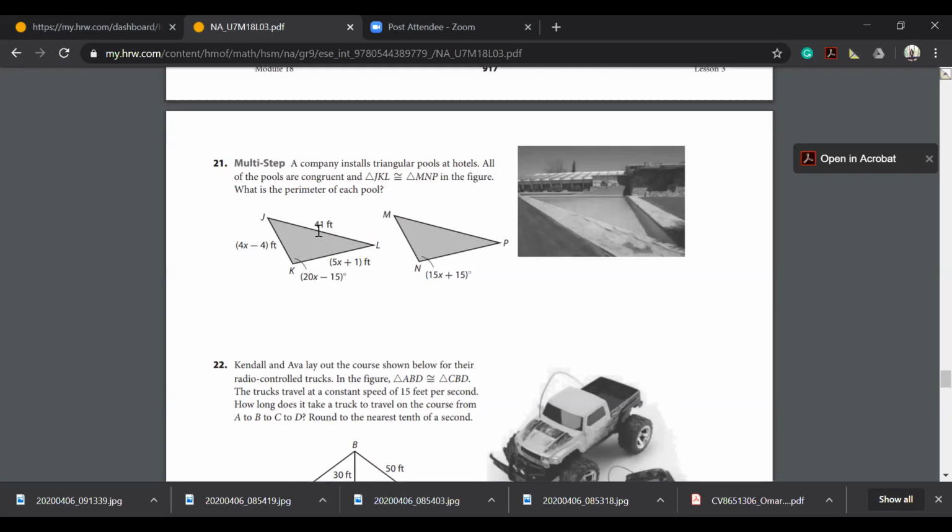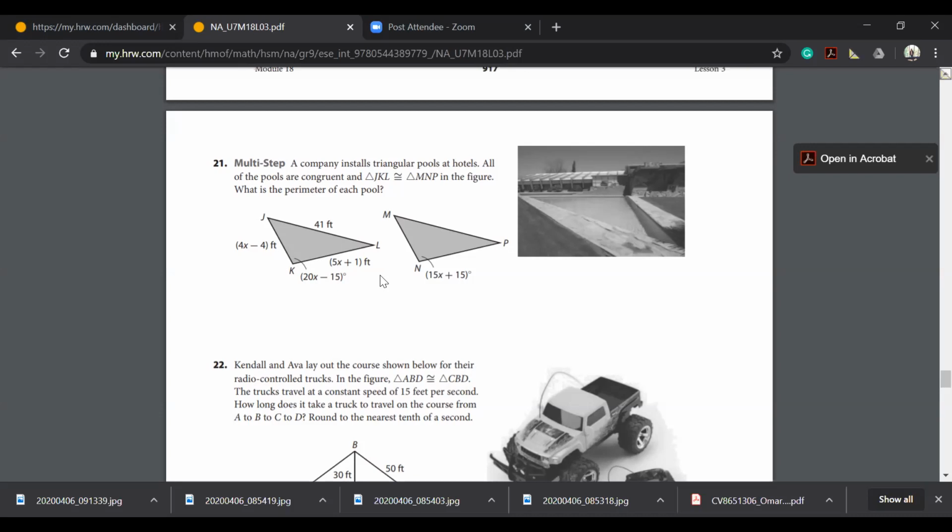The problem is JL is known, it's 41 feet. But KL is unknown. It's 5x plus 1 feet. JK again is unknown, it's 4x minus 4 feet. And what about the 20x minus 15? What is this? This is angle K. As you can see, he is giving you an arrow. This is angle K. This is not a side. Do not mix sides with angles. Angles, you will have a degree in here. For sides, you will be having feet, centimeter, inch, whatever.